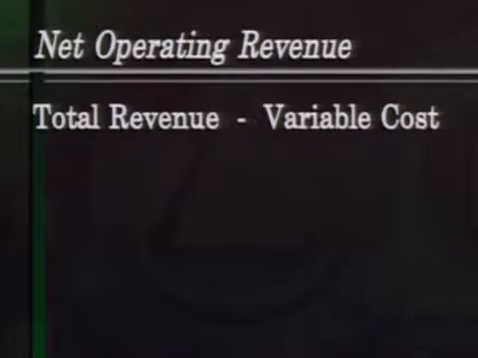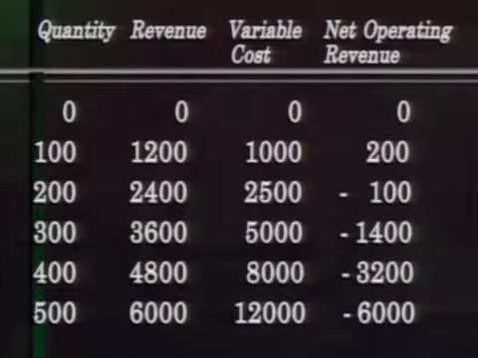That's because our net operating revenue is positive at that production level. Recall that the net operating revenue is the difference between total revenue and total variable cost. In this table, we duplicate the information from our previous examples. Quantity goes from 0 to 500, revenues from 0 to 6,000, and variable costs from 0 to 12,000. The difference between the second and third columns is net operating revenue, and that jumps from 0 to 200 and then drops down to minus 6,000. In the short run, as long as we can find a production level where net operating revenue is positive, it pays for our firm to continue to produce.